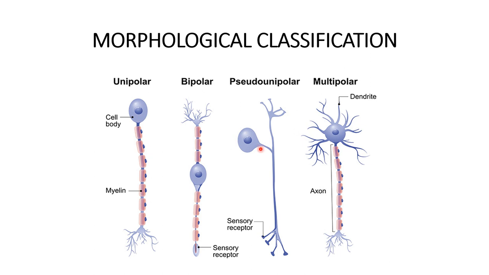Unipolar was previously known as pseudo-unipolar because of its T-shaped pattern, giving a false appearance. The unipolar neurons are found in the dorsal root ganglion, spinal nerves, and sensory ganglia of the cranial nerves. Then the bipolar neurons, bi means two, one axon and one part for the dendrites, and they are found in the cochlear and vestibular ganglia, retina, and olfactory epithelium. Then the multipolar neurons, which are found in the pyramidal cells of the cerebral cortex, Purkinje cells of the cerebellum and anterior horn cells of the spinal cord.